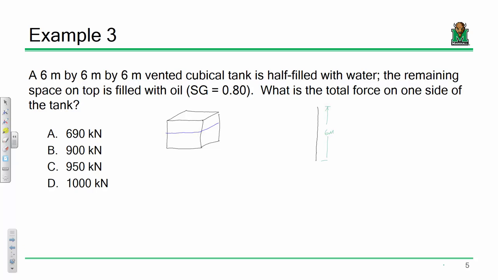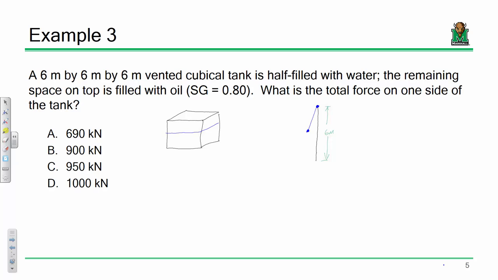Now help me out. What is the pressure at the very top of the box, or the top lip? Zero. There is no pressure there. The pressure increases as a function of depth. So we start out with that being zero. The deeper you get, the more pressure you get. So after 3 meters, we're going to have some pressure. So right about there, we're going to have some pressure.